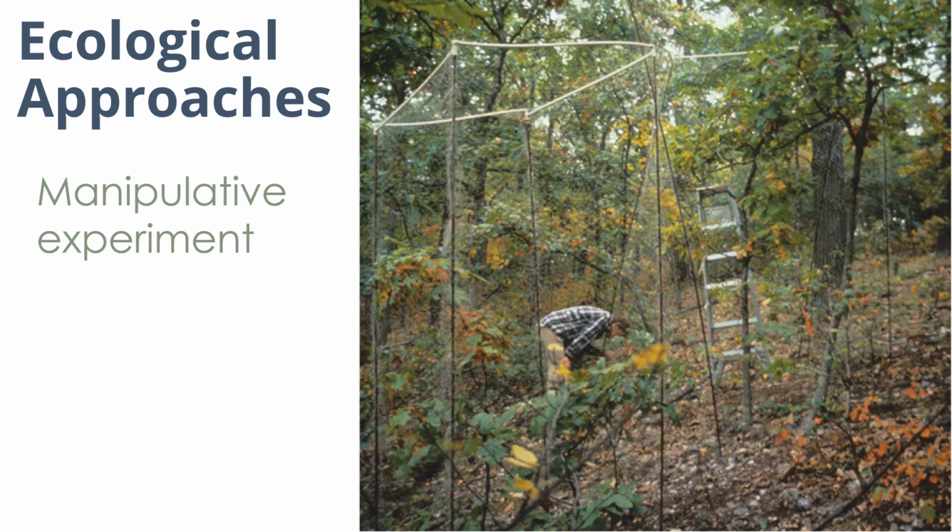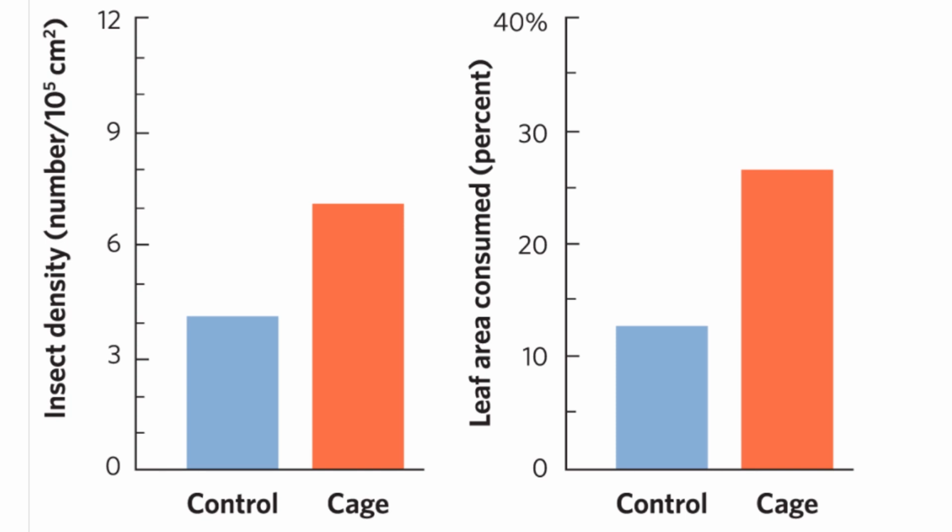Well, you can't remove birds, right? That's not really ethical if we got rid of all the birds. But we can exclude the birds from trees using bird-proof netting. And that's what they've done here. And so they did this and replicated it 10 times. They excluded birds from 10 trees and used 10 trees as control, where they didn't exclude birds, and they measured insect density. And this is what they found. So we're looking at a bar graph here, and it describes insect density and the leaf area consumed in control and in caged areas.